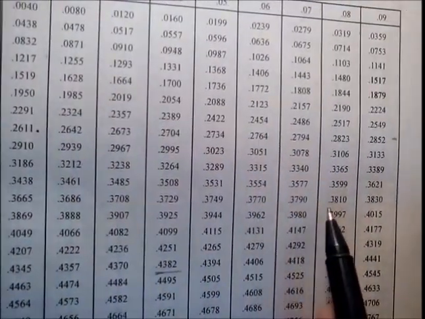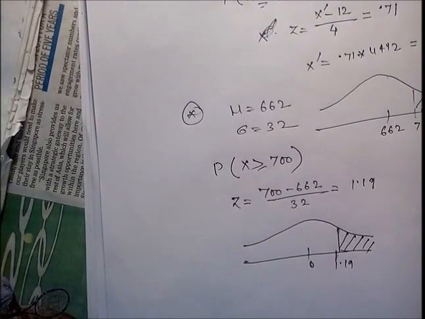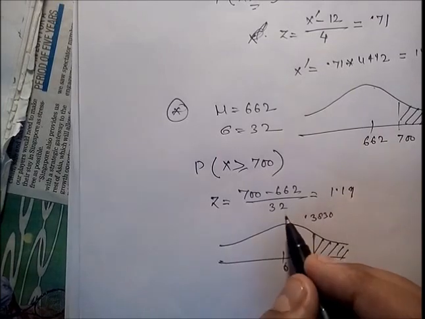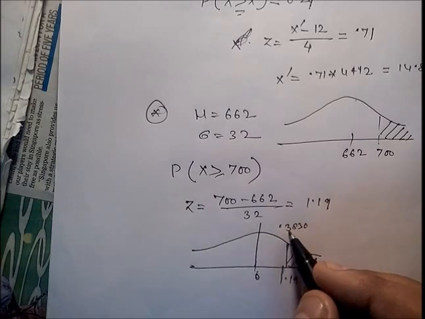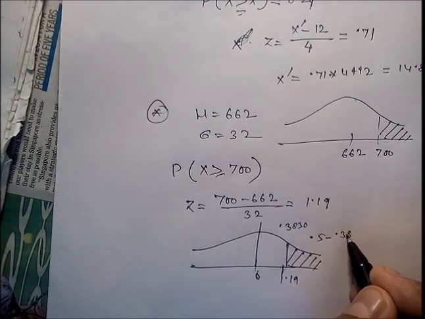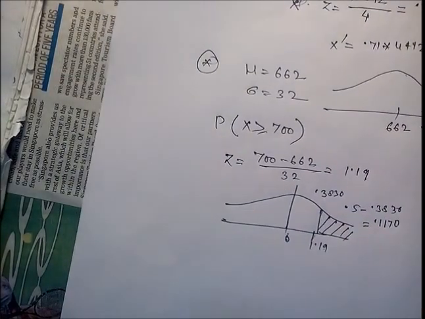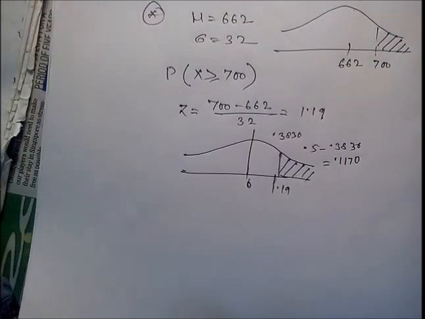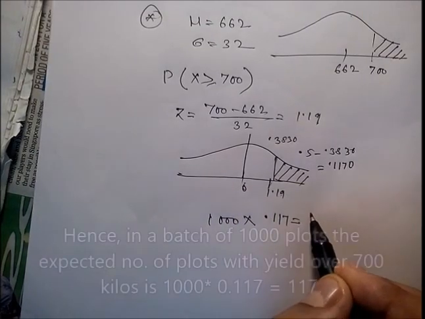Now 0 to 1.19, you can see in the table: 1.19 is 0.3830. Okay, 0 to 1.19 is 0.3830. The total right part is 0.5, so 0.5 minus 0.3830 is 0.1170. Hence, in a batch of 1000 plots, the expected number of plots with yield over 700 kilos is 1000 into 0.117. The answer is 117.